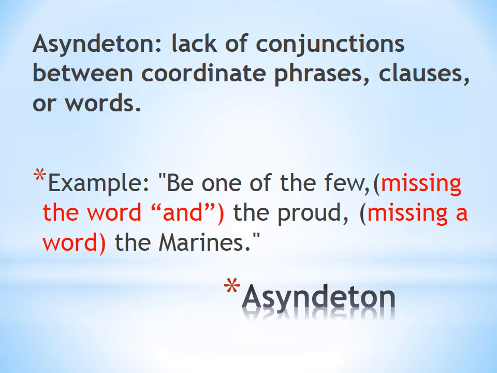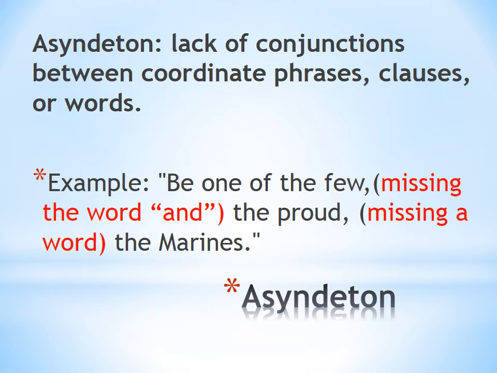Here's another type of repetition, but this one, instead of adding words, it's taking words out. So we're not repeating words, we are eliminating words. It's the lack of conjunctions. So it's reverse repetition, so to speak. Okay, so it's asyndeton. And what we're doing is we're taking out words. Be one of the few, the proud, the Marines.